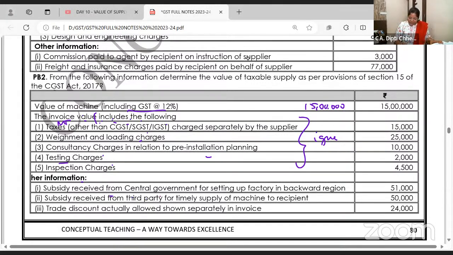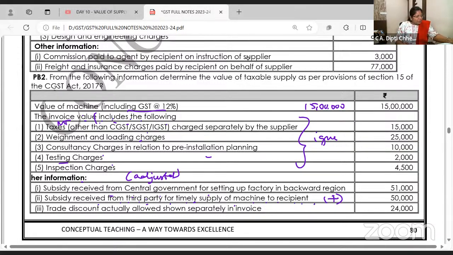Now, subsidy received from central government. Okay, subsidy is received from central government for setting up the factory in the backward area. So, okay, central government subsidy means what you have to do? You have to deduct. Subsidy received from third party for timely supply of the machine. Okay, this you have to take as a part. And they didn't say that this is already adjusted. Right or not? See, if they say subsidies are adjusted, means they are already deducted.